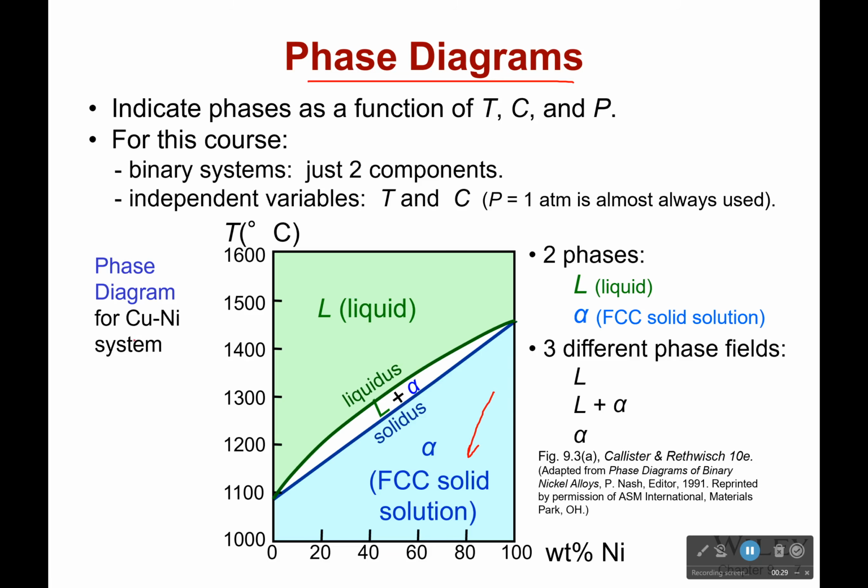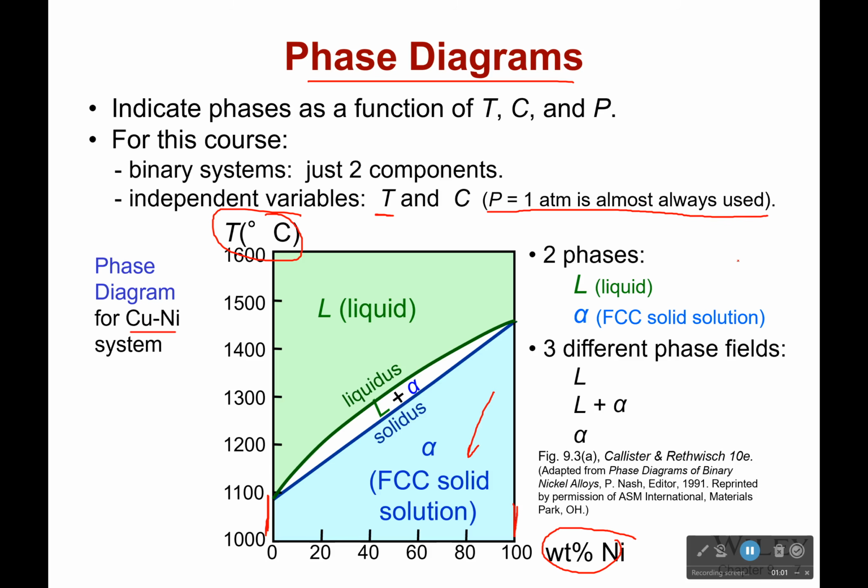So if we look right here, this is the copper nickel system. And right at the bottom, we see the weight percent nickel. So as we go to the right, this is 100% nickel. If we go to the left, this is 100% copper over here. There's only two components. There's only two independent variables. That's temperature, our y-axis, and concentration, which is the x-axis. And you can also change the pressure, and that does change things, but 1 atmosphere is what's almost always used because most things are under 1 atmosphere of pressure.